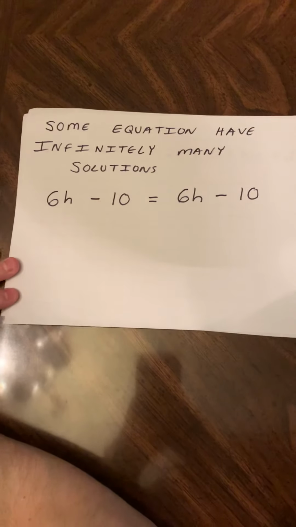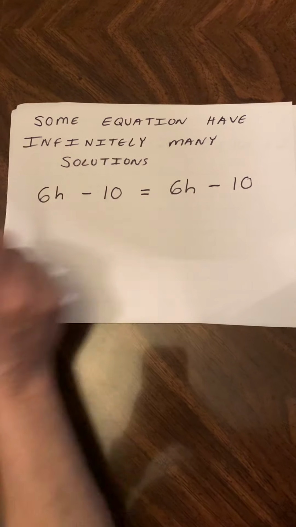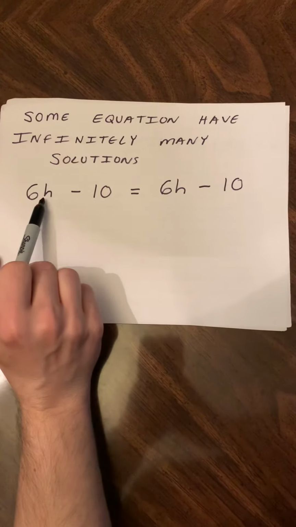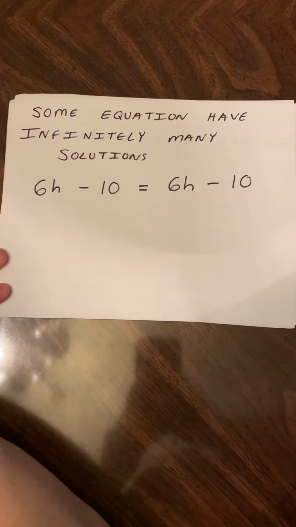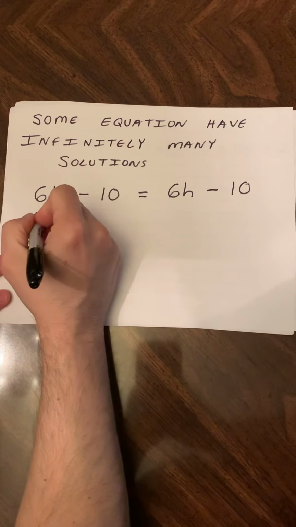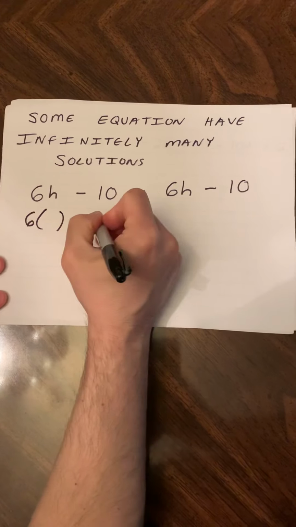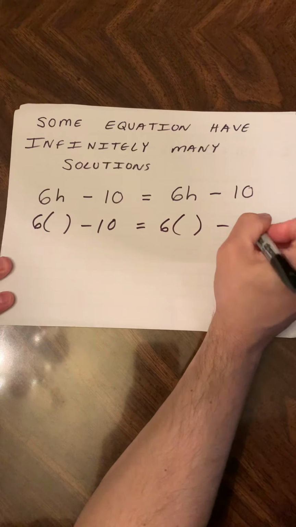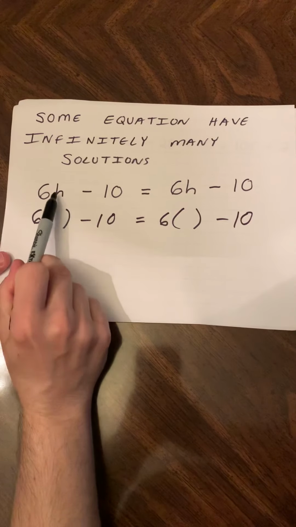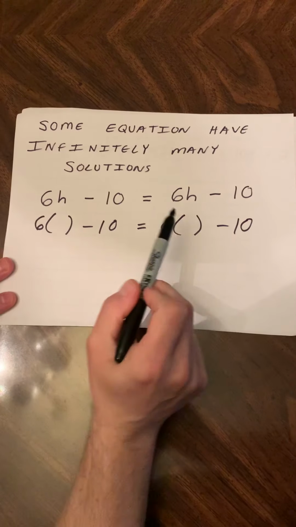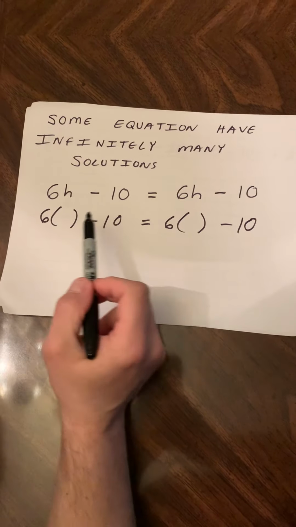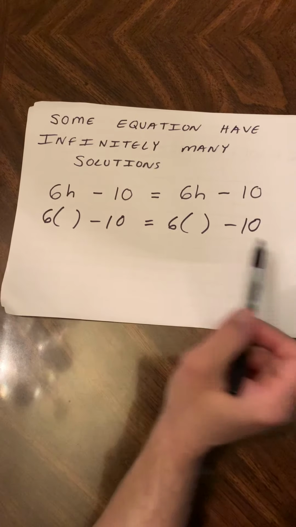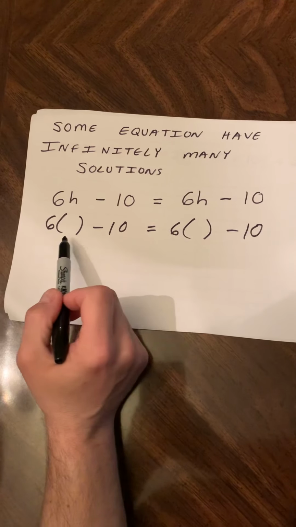Here's one more case. Sometimes equations may have infinitely many solutions. That means no matter what number we plug in for h, you're going to get the same value on both sides. Remember, this is h and this is h. These have to be the same number. So I'm going to ask my wife again to pick another number here, a random number. Go ahead. 4.